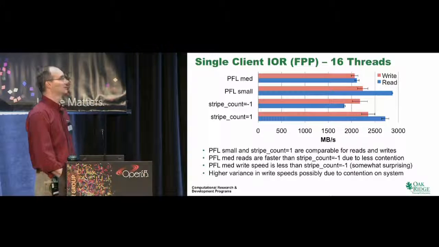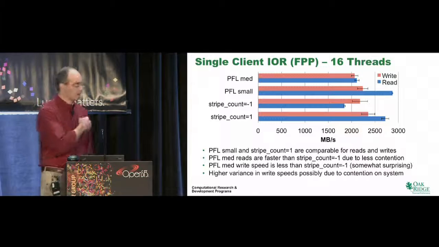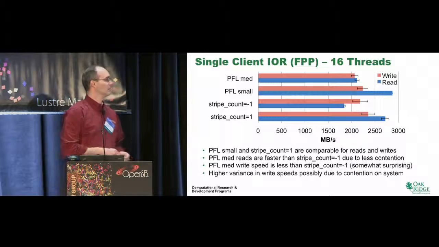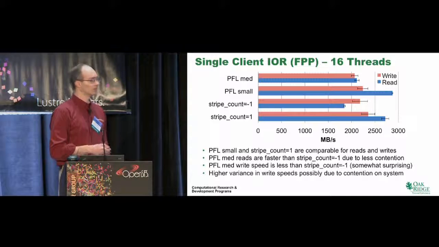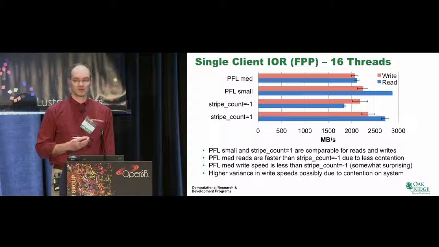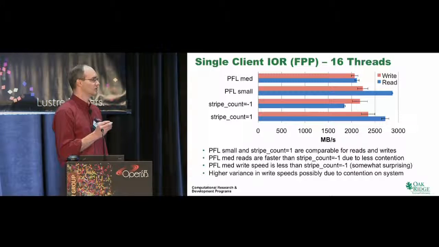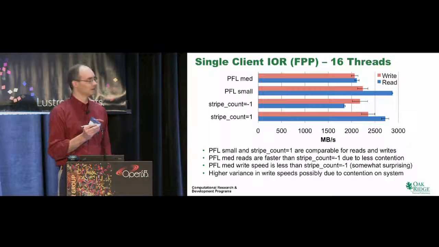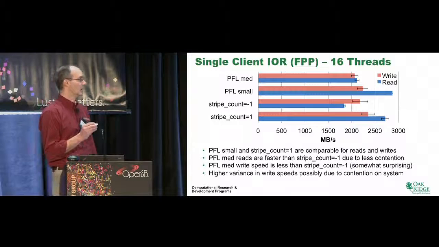So, single client IOR file per process performance with 16 threads. Here we see some of the things we're looking for right now, which is a comparison of how the PFL would work with traditional striping. In general, you want things like the PFL small and stripe count 1, you would expect those to be about the same. And for reads and writes, they're pretty comparable within some testing variants.